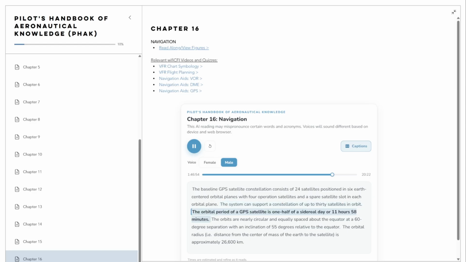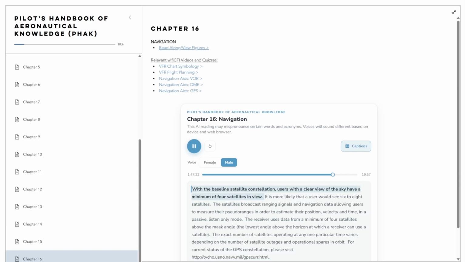The orbital period of a GPS satellite is 1/2 of a sidereal day, or 11 hours 58 minutes. The orbits are nearly circular and equally spaced about the equator at a 60-degree separation, with an inclination of 55 degrees relative to the equator. The orbital radius, i.e., distance from the center of mass of the Earth to the satellite, is approximately 26,600 kilometers. With the baseline satellite constellation, users with a clear view of the sky have a minimum of 4 satellites in view. It is more likely that a user would see 6 to 8 satellites.